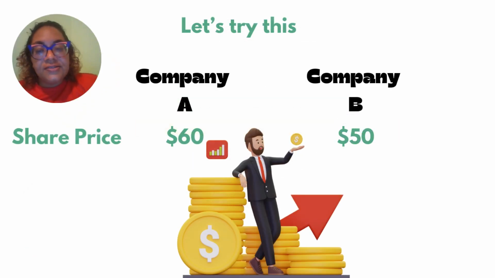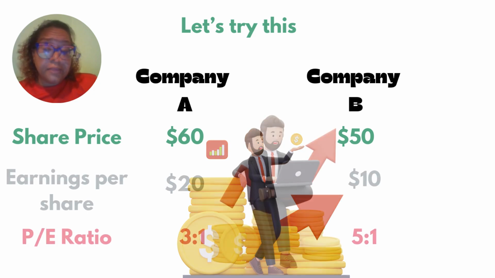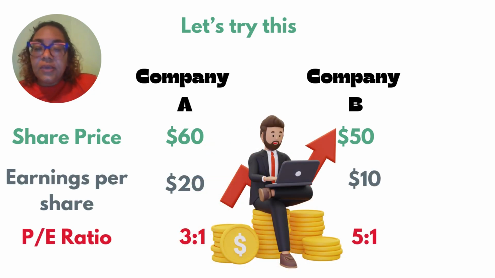Now let's try this example together. Our friend Sam wants to invest in either company A or company B. Now, if he looks at company A, the share price is $60, so that might seem to be a better company because a higher price usually is a reflection of the quality, right? Maybe. But he wants to be prudent, so he's going to use the price earnings multiple.